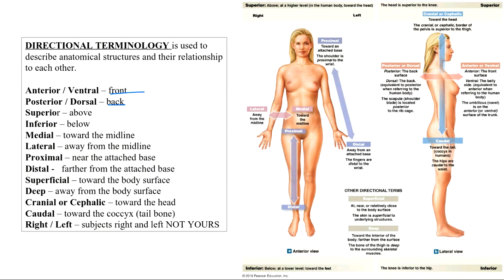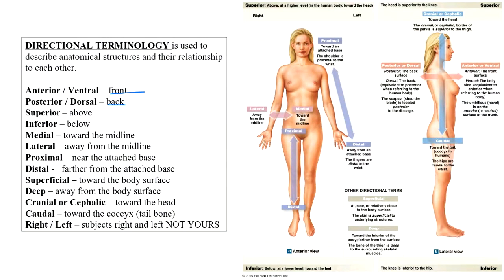As with all of these terms you're going to see in this first section of slides, you want to be able to go either way with the term. In other words, if I ask you on an exam, if I have the term back and I say give me the anatomical term for that, you would say posterior or dorsal. Vice versa, if I had written on the exam posterior or dorsal and asked for the everyday term, you would write back, of course. So you want to be able to go either direction.